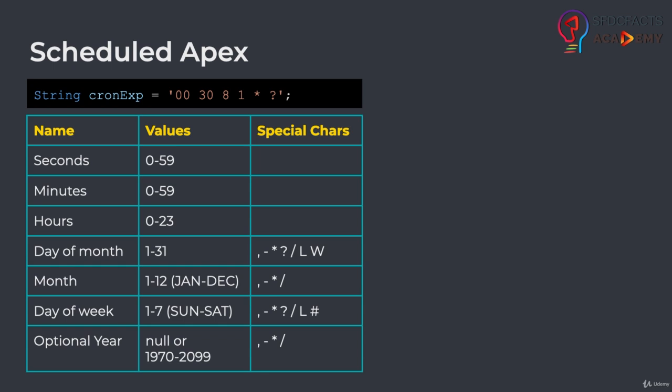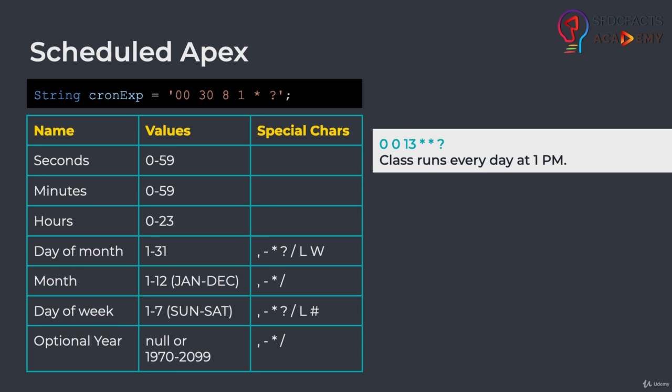Now let's see some example cron expressions. So here in this expression, we want to run this job at 1 p.m. every day. So here we have 0 as seconds, then 0 as minutes, 13 defines 1 p.m. Then we have star in day of month. That means this job will execute on all the days of a month. Then in case of month as well, we have star. So this means this job will execute for all 12 months of a year. And then we have the question mark in case of day of week.